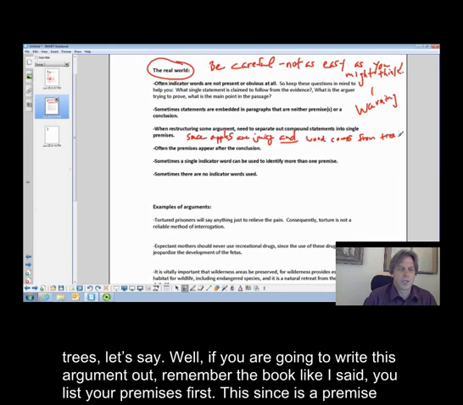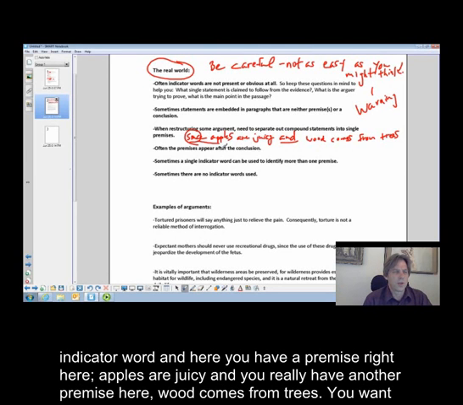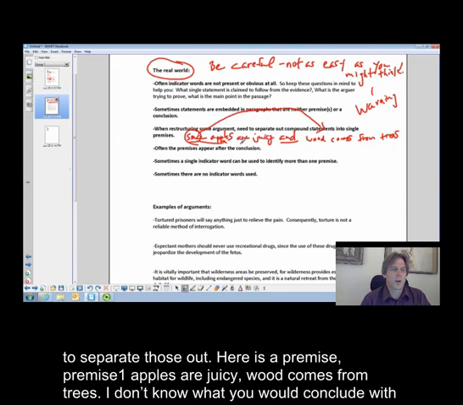From trees. Well, if you're going to write this argument out, and remember the book, like I said, you list your premises first. Since is a premise indicator word, and here you have a premise right here, apples are juicy. And you have really another premise here, wood comes from trees. You want to separate those out. Here's premise one, apples are juicy, wood comes from trees.